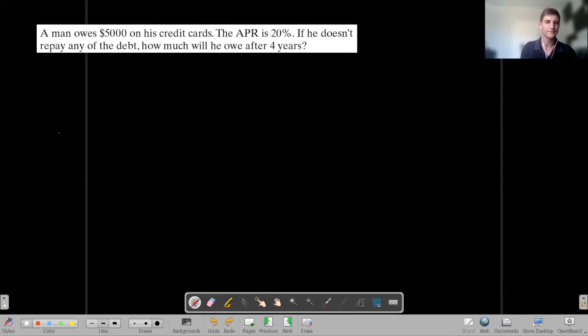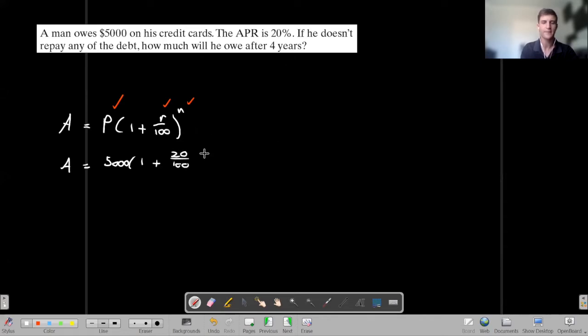So let's use the formula. A is equal to P times (1 plus R over 100), and we raise it to the power of n. So what do we have? We have the rate, 20%, we have the principal amount, 5,000, and we have the time, which is 4 years. So it's plug and play, we plug it into the formula, and we will have it. Principal is 5,000, and we have 1 plus R, which is 20 over 100, to the power of 4.